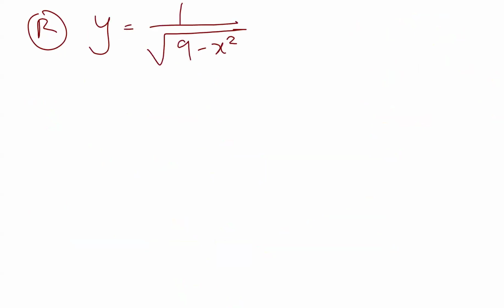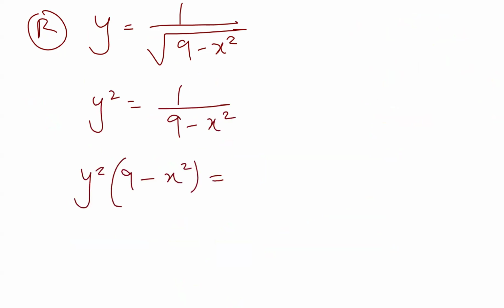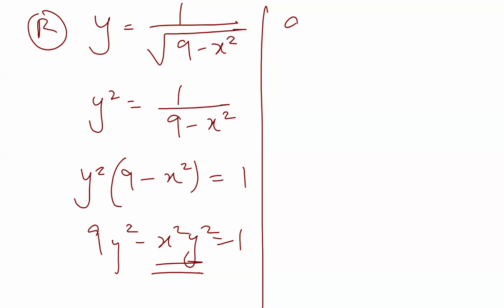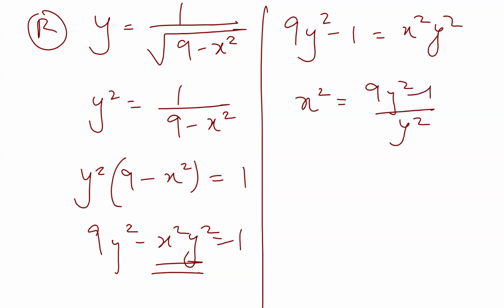So we'll continue with the range. y is equal to 1 upon root of 9 minus x square. Now first, note it's not x square minus 9. It's 9 minus x square. So always write x in terms of y for such kind of problem. So we'll square both the sides. y square is equal to 1 upon 9 minus x square. y square into (9 minus x square) is equal to 1. 9y square minus x square y square is equal to 1. Group all x square terms, and the non-x square terms you just isolate. So x square is equal to (9y square minus 1) upon y square.